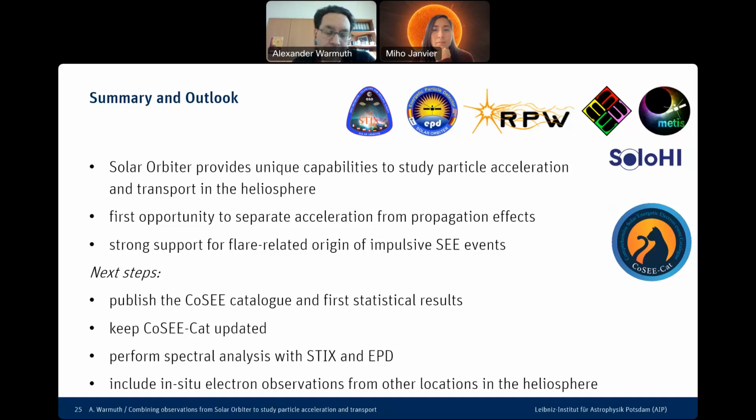And finally, of course, what I've shown you is just using data from Solar Orbiter plus some ground-based magnetograms. We are also keen to include in situ electron or particle observations in general from other locations in the heliosphere. Luckily, at the moment, we have several other observational assets that are active in the heliosphere. And we are, of course, looking forward to further collaborations with other teams. Our catalog is intended as really a starting point to foster such future collaborations.